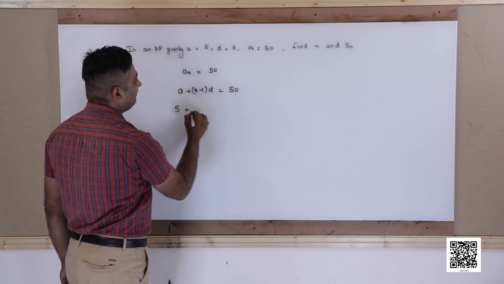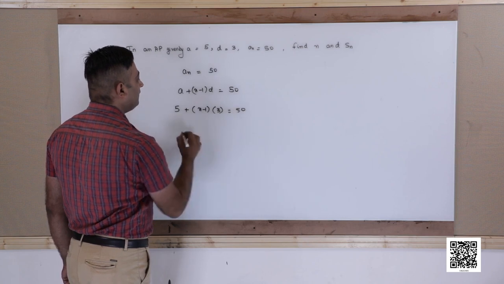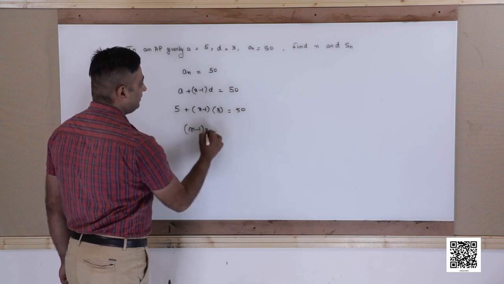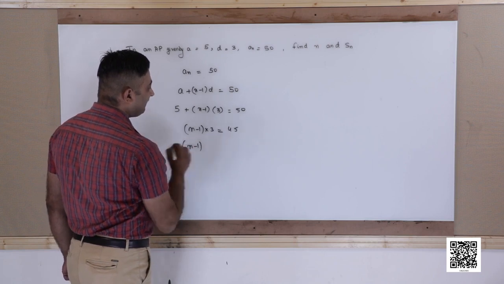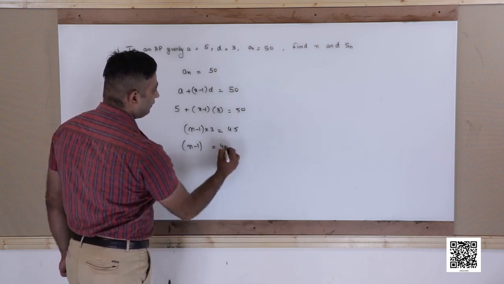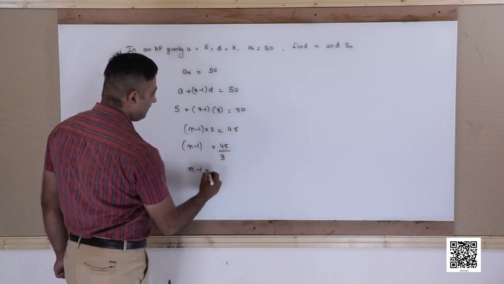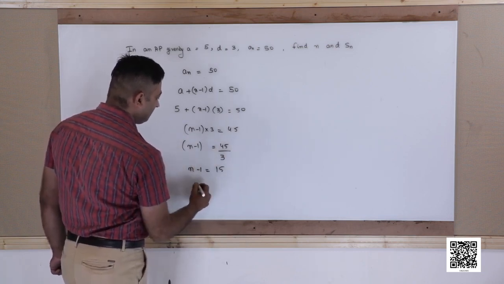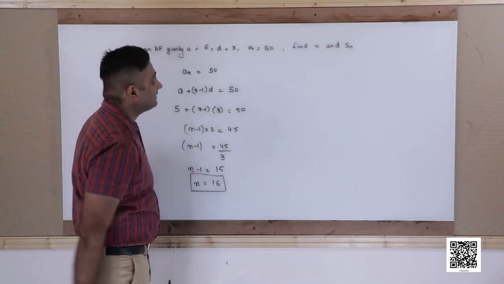That means 5 plus (n minus 1) into 3 is equal to 50. That means (n minus 1) into 3 is equal to 45. That means n minus 1 is equal to 45 divided by 3. That means n minus 1 is equal to 15. That means n is equal to 16. So the value of n is 16.